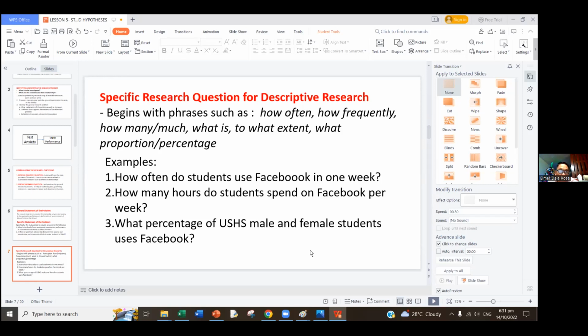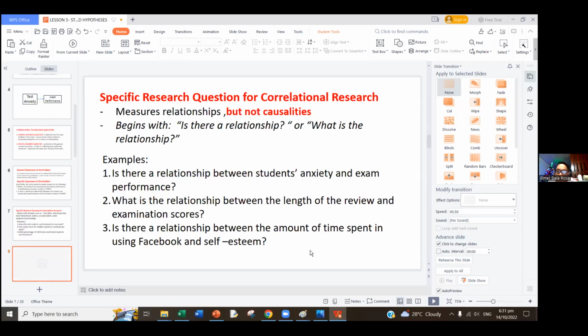Okay? The second type of design is correlational. So how do we state specific research questions for correlational research? Remember that correlational research measures only relationship but not causalities, because there is no manipulation of variables. So whatever relationship exists between the IV and the DV is just a linear relationship, but there's no direct causation.